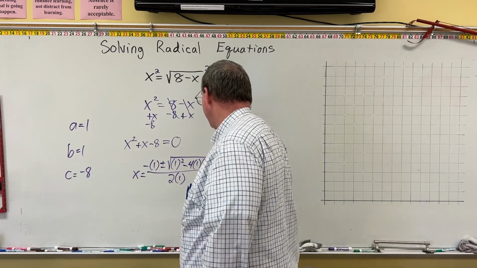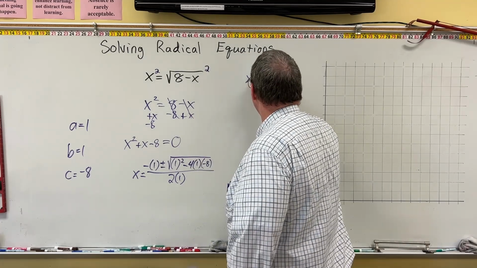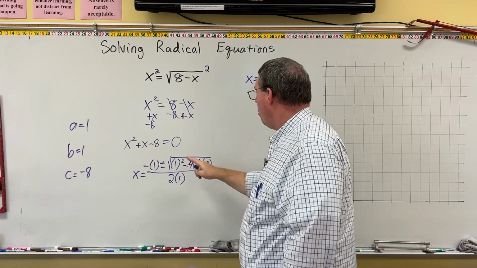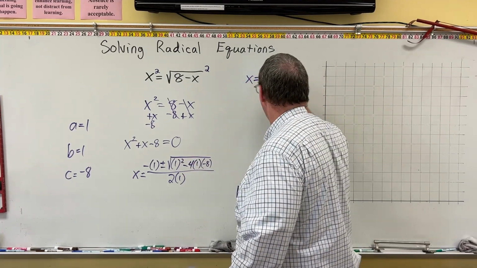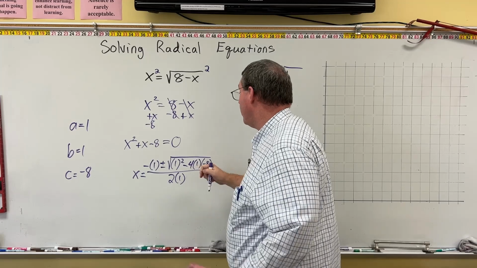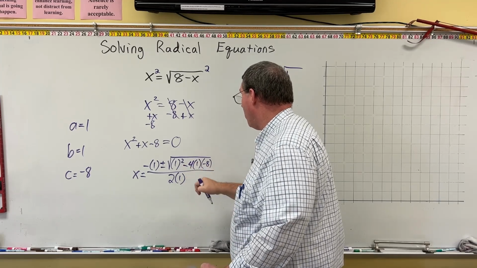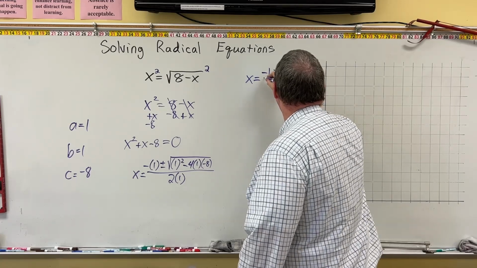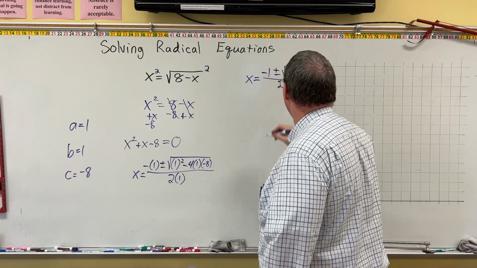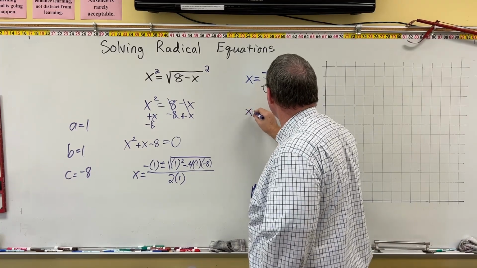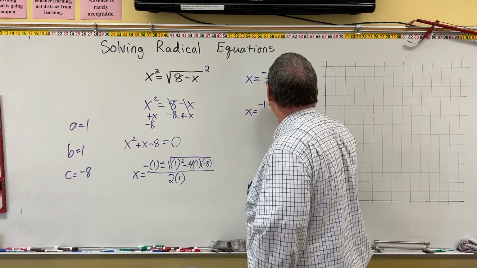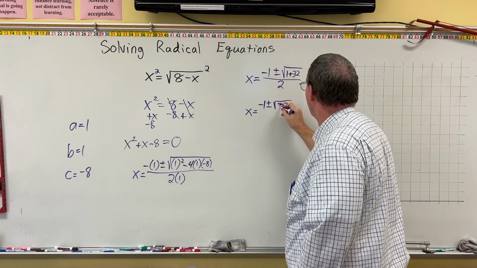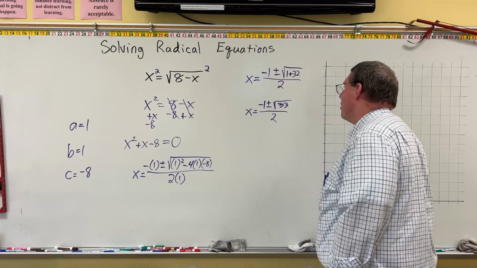We're going to clean this up a little bit. Let's move over here. X is equal to negative 1 plus or minus the square root of 1 squared is 1. And then negative 4 times 1 is negative 4, and negative 4 times negative 8 is 32. So we're going to put plus 32, all over 2 times 1 is 2. And so what we wind up with is x is equal to negative 1 plus or minus the square root of 33, all over 2.